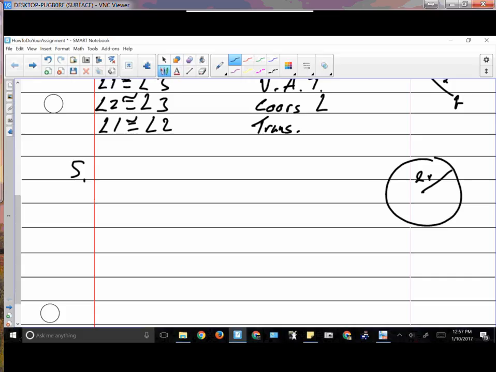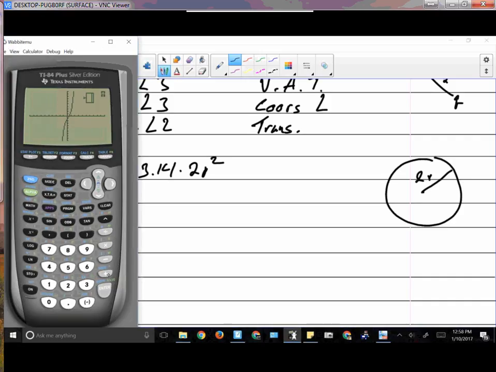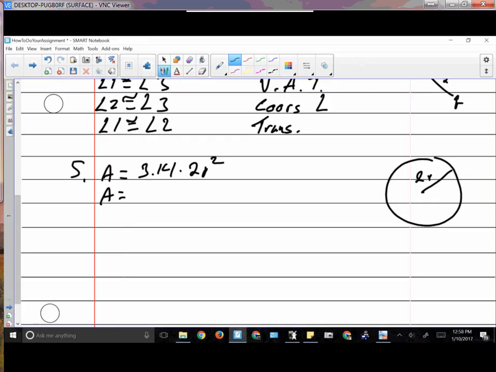Area is covered by the sprinkler. Well, isn't that just area of a circle? And area is equal to pi, 3.14, multiplied by the radius, 20 squared. Now, you'll notice that I did not do any calculation there, did I? I wrote it down. Area is equal to. Grab a calculator. Reset it, and I've got 3.14 times 20 squared, and 1256, okay? So area is equal to 1256. What measure do we got with this? Feet? Feet squared.